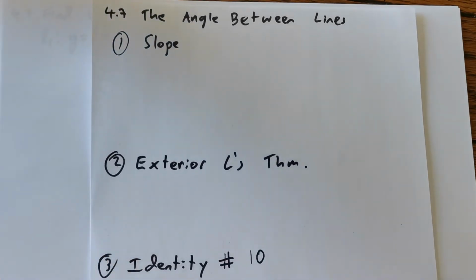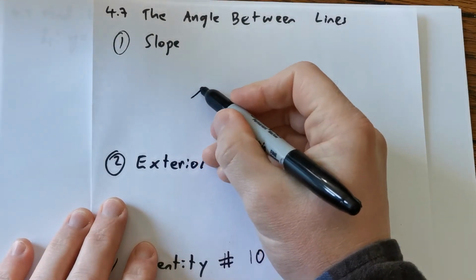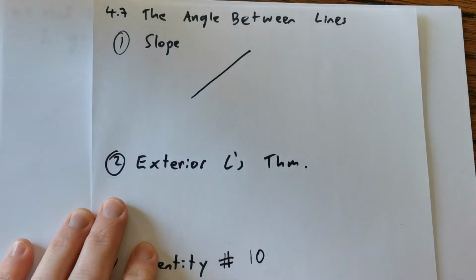So in this video I'm going to talk briefly about the formula to find the angle between two lines. A couple of things just in the background. We want to find the slope of a line, and we just have one line, a single line that slopes in some way like that.